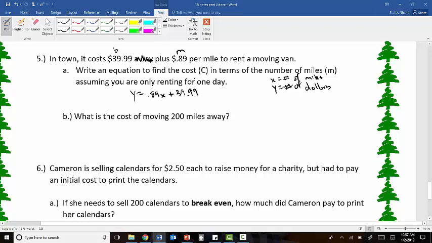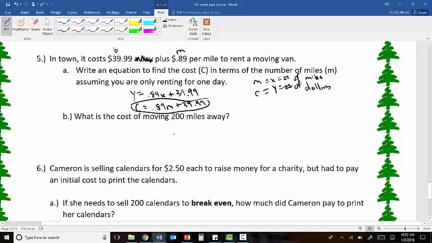And then the only thing we're going to do is they want the cost or the dollars to be C. So change Y into C. And they want your miles or your X to be an M. So we just change X into M. So remember, M is X in this case, so miles is X and cost is Y.